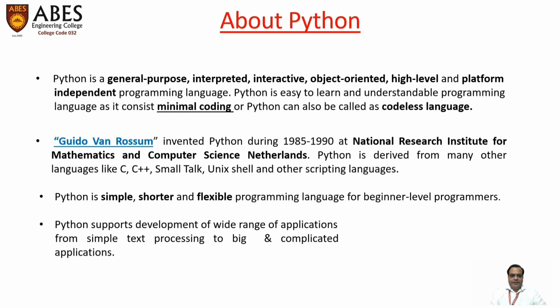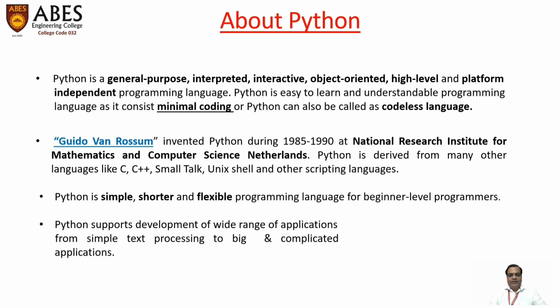Now, in this slide, I am telling you about Python. Python is a general purpose, interpreted, interactive, object-oriented, high-level, and platform-independent programming language. Python is an easy to learn and understandable language which consists of minimal coding, or we can say Python can be called a codeless language, because Python is a language where minimum lines of coding are used to write our program.